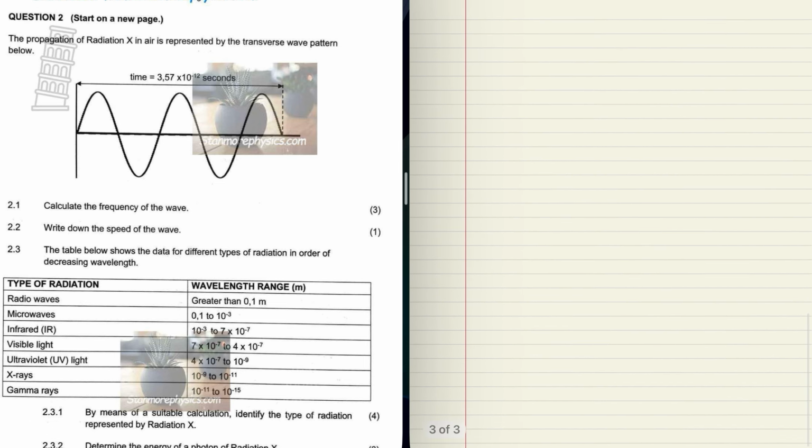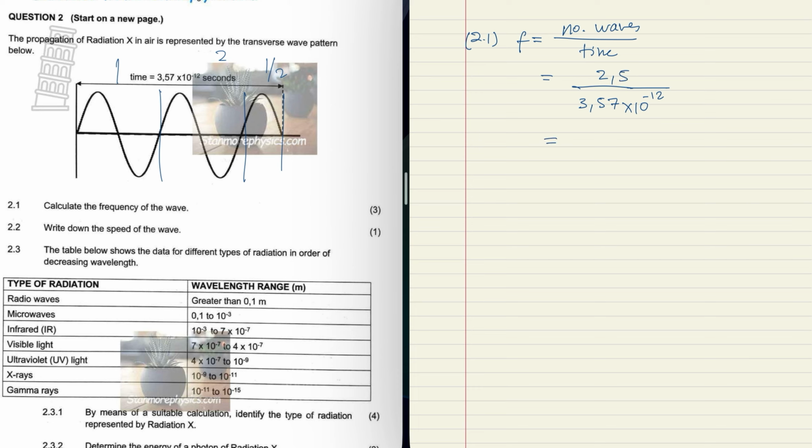So 2.1, we can say that frequency is equal to number of waves divided by time. So we've got the time for those number of waves. They tell us that the time is 3,57 times 10 to the negative 12. Now we just need to count how many waves there are. So from the beginning to here, that's going to be 1 wave. Then that's going to be the second wave, and that's going to be half a wave. So we have 2.5 waves. So 2,5 divided by that time, and that's going to give us 7 times 10 to the power 11 hertz.